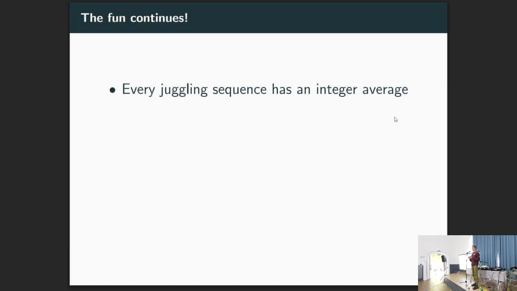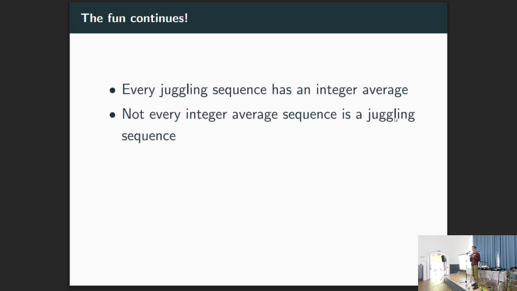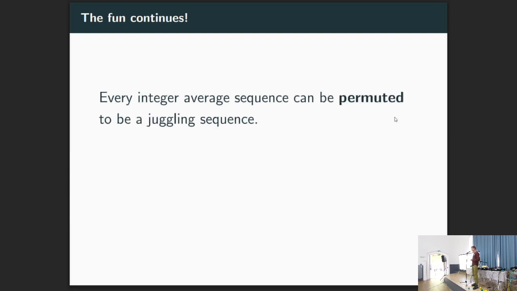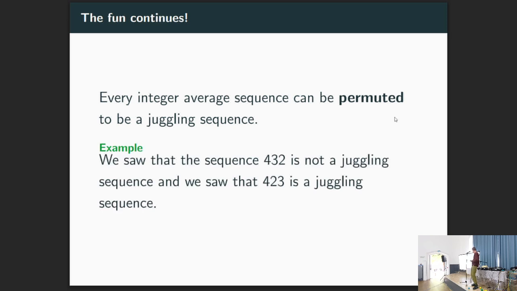So I told you every juggling sequence has an integer average, right? However, not every integer average sequence is a juggling sequence, because we just saw 4, 3, 2. If I do a 4, 3, and a 2, the average is still 3, but we can't juggle it. We also saw that 4, 2, 3 was juggleable, which is just a permutation of 4, 3, 2. We swap some stuff around. Indeed, it's a theorem that any sequence which has an integer average can be swapped around to some extent so that it is juggleable. There's a very nice algorithm behind it. I programmed it as well. I'd love to show you, I'd love to tell you, but I don't have time. Come to me later.